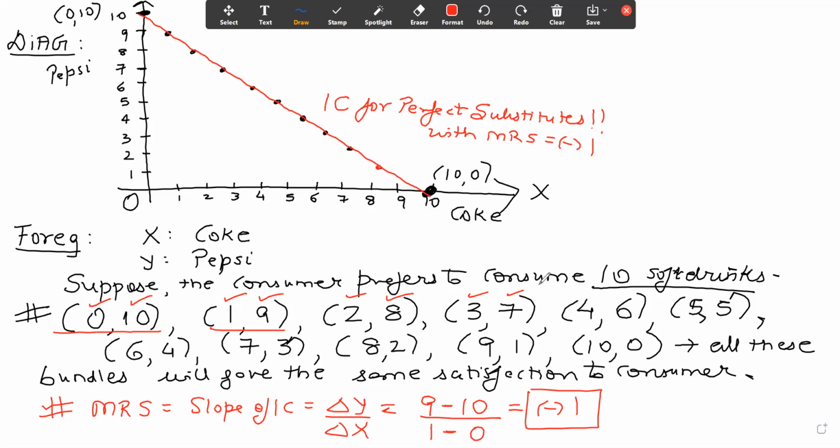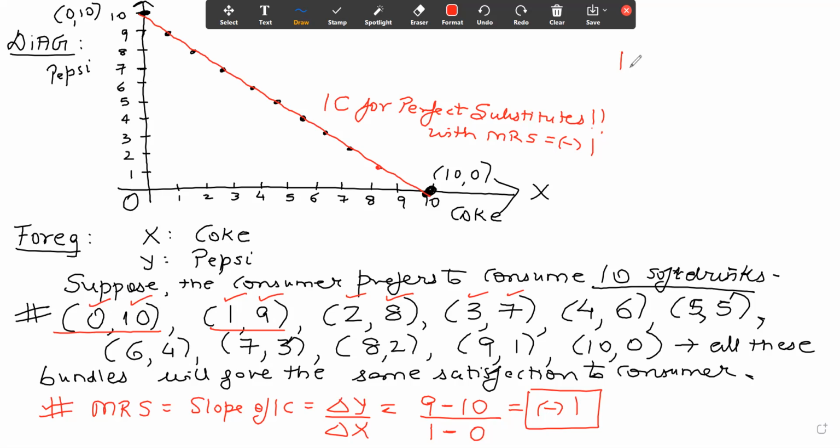And guys, I want to point out, it is not necessary that MRS has to be minus 1. It can be minus 2 also, it can be minus 3 also. So please do not think that in case of perfect substitutes, MRS has to be minus 1. No. It is not compulsory for MRS to be exactly minus 1. What is compulsory is, in case of perfect substitutes, MRS should be a constant.